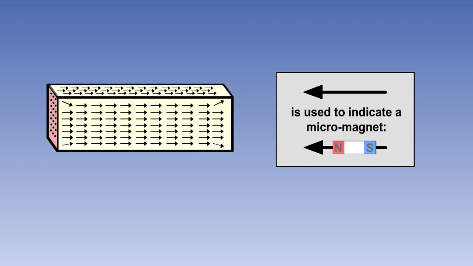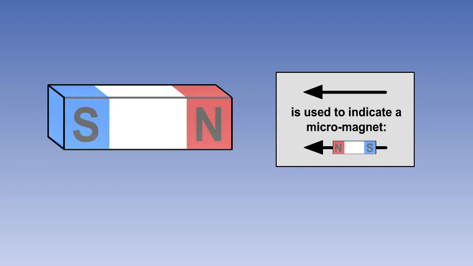If the micromagnets are all pointing in the same direction, then their individual fields all reinforce one another. The diagram here shows all the micromagnets pointing in the same direction. A standard bar magnet is just a magnetic material, such as iron or steel, in which some of its micromagnets are pointing in the same direction.